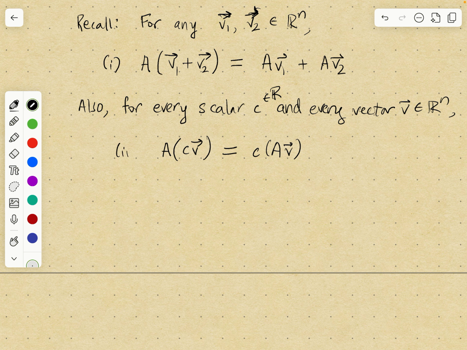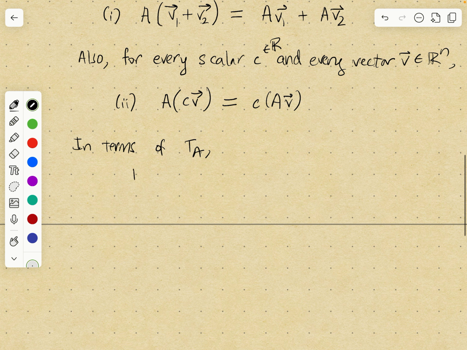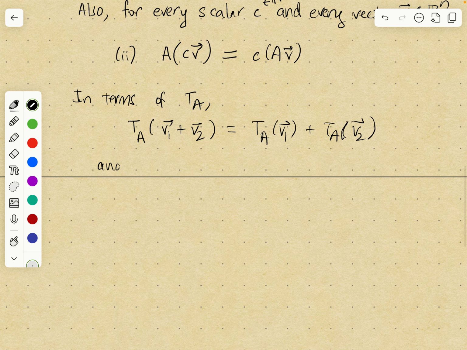Right, so let's just call those 1 and 2. So in terms of what that says about the function T sub A, what that's saying is that T sub A of V1 plus V2 is going to equal T sub A of V1 plus T sub A of V2. And well, that's the first thing. And then in terms of the second thing, if you plug in C times V into your function, you're going to get C times T sub A of V.